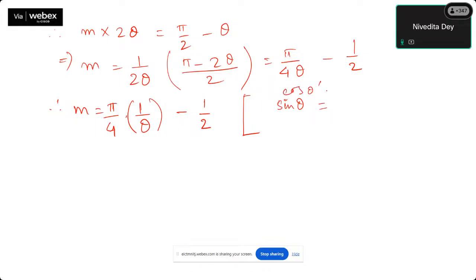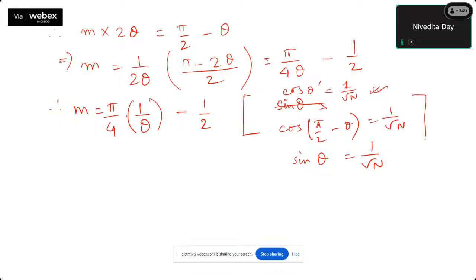Cos theta bar was equal to, what was that value? I guess we computed that value. I think 1 by root n kind of thing. And sine theta is nothing but, or alternatively, let me write. So cos, this was pi by 2 minus theta, that was 1 by root n. And we already have seen why this is true. So this is nothing but sine theta, which is equal to 1 by root n. From this particular thing, from the easy relation sine theta plus cos theta equal to pi by 2, we have this.